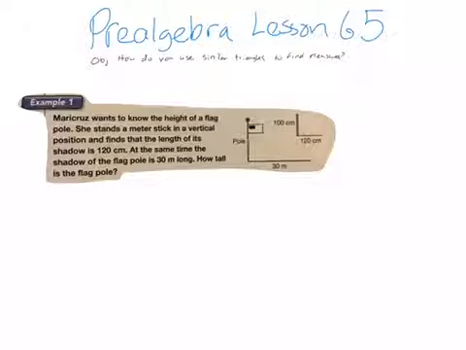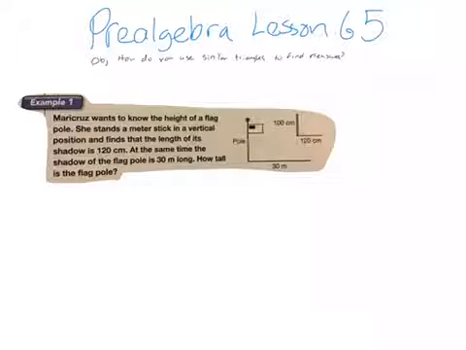Hello, Prealgebra students. This is lesson 65. Our objective is how do you use similar triangles to find measures? And this is really a good application of math in real life if you're trying to find the height of things. So let's just go ahead and go through a couple examples and you'll see how this works as we go through them.